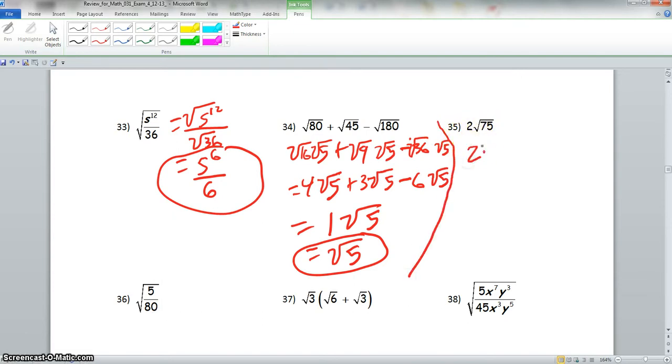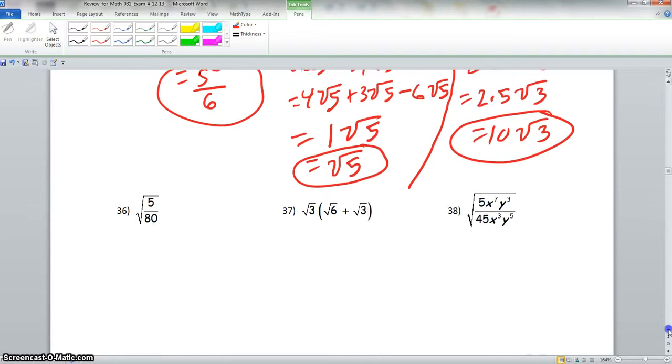Now, we come here to 35. We have 2 times the square root of 75. The highest perfect square is 25. So we will have 2 times the square root of 25, which is 5, square root of 3. So this will be 10 square root of 3.